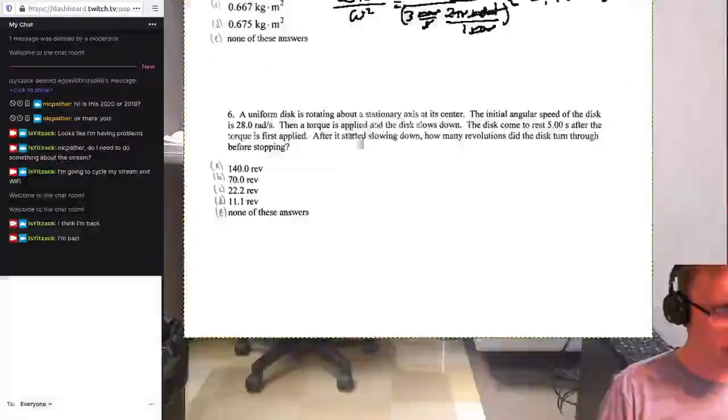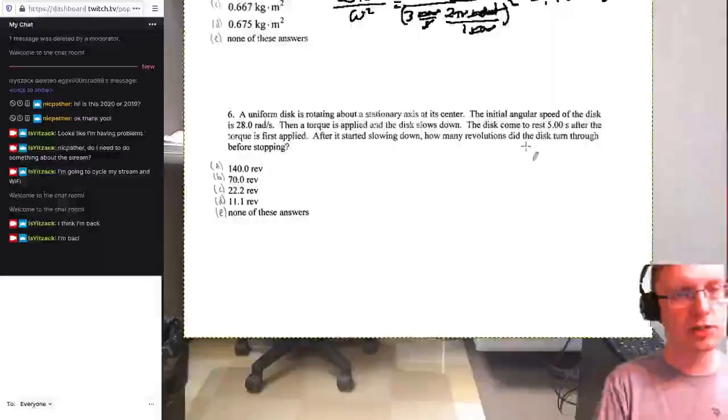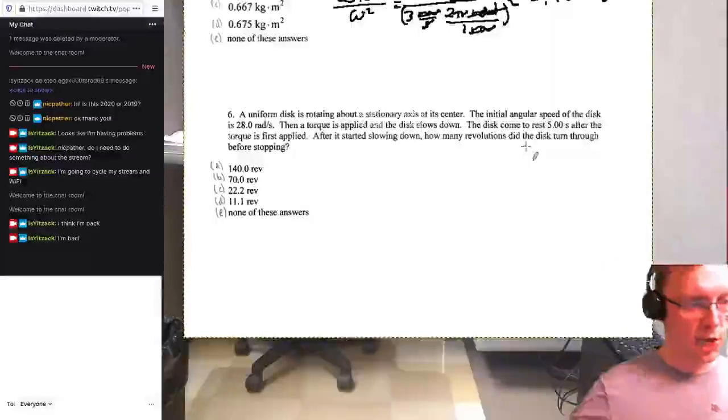A uniform disk is rotating about a stationary axis. Initial angular speed of the disk is 28 rads per second. Torque is applied and this slows it down. The disk comes to rest after 5 seconds after the torque is applied. After it started slowing down, how many revolutions did the disk turn through before stopping?